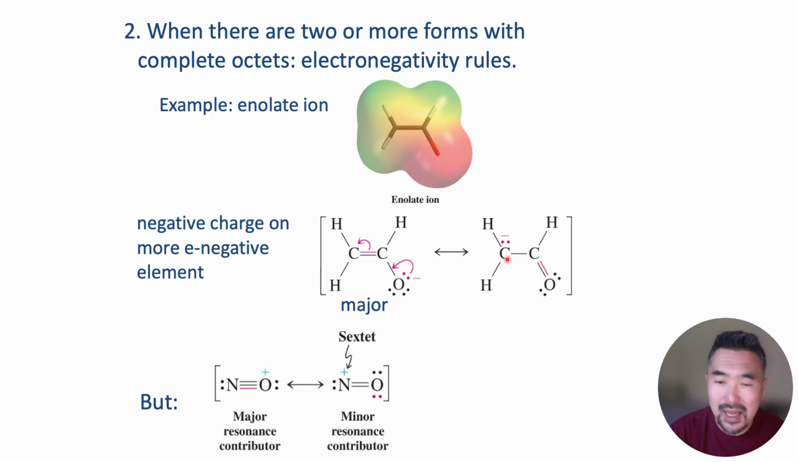So by that rule, you might think that between these two structures, the one on the right might be preferred because the positive charge is on nitrogen, which is less electronegative than oxygen. However, remember, rule number 1 is a more important rule. The octet is more important than electronegativity, and so for that reason, this is still the major.